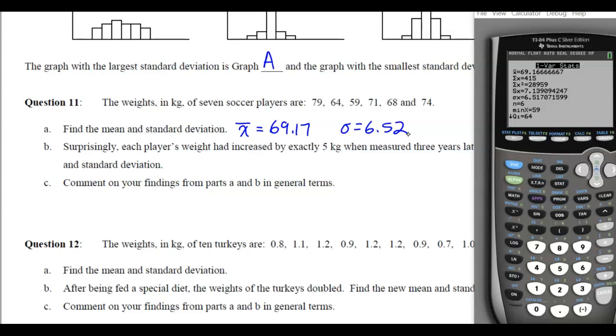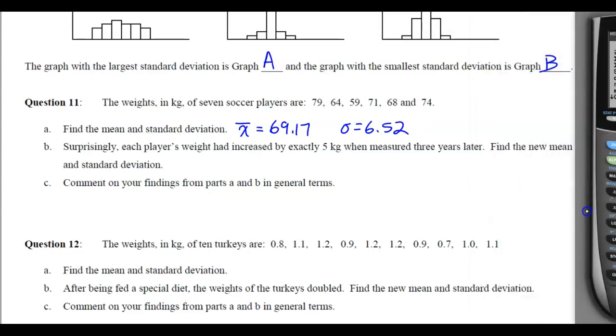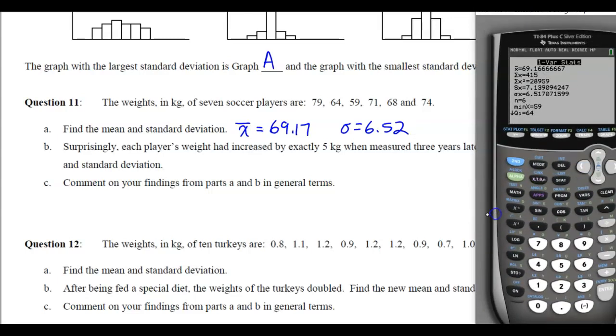Okay, so over the season, each player's weight had increased by 5 kilograms, or not over the season, 3 years later, 3 seasons. Find the new mean and standard deviation. So what do you think? Do we need to even use our calculator to find the new mean? What do you think it would be, if each player gained 5 kilograms? Mean would increase by 5, exactly, because they're all increased by 5.